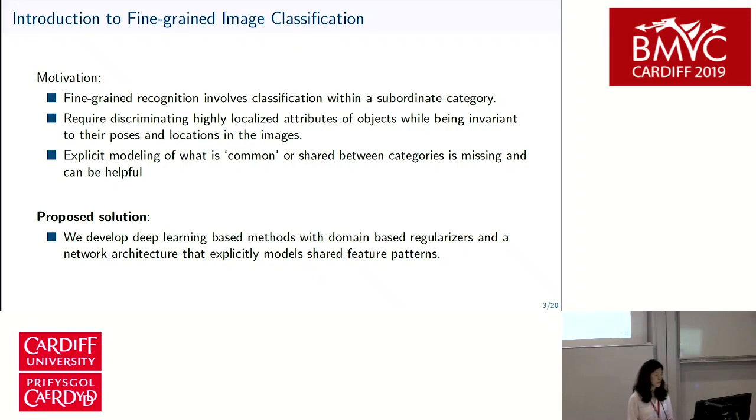Although they share a lot of visual similarities, not a lot of research has explicitly modeled what is common or shared between different categories. We think this is a characteristic that we can utilize to help improve the classification accuracy of fine-grained images. In our proposed solution, we develop a deep learning-based method with group-based regularizers, and we try to model the shared feature patterns between the different categories in fine-grained images.